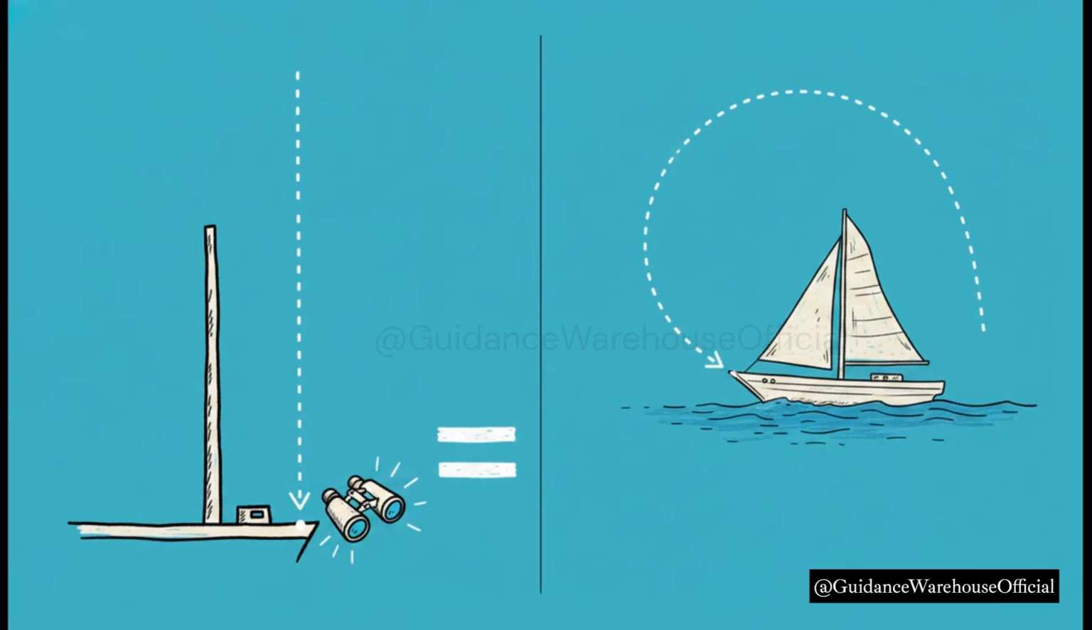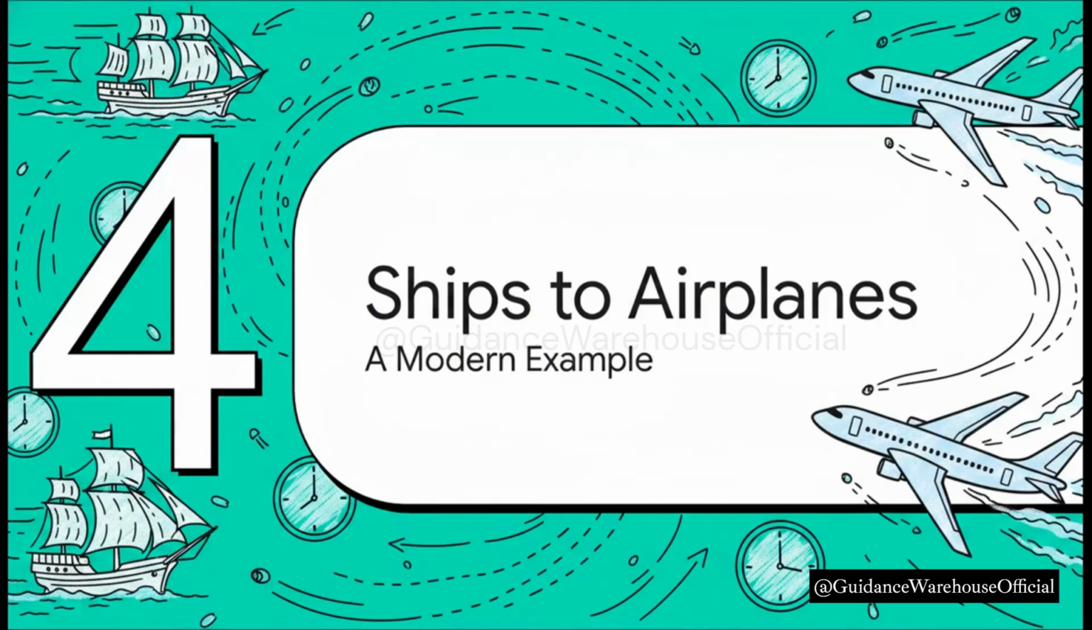And this, right here, is the absolute beauty of classical relativity. One observer sees a straight line, the other sees a curve. They see completely different paths, but they both see the exact same result. The binoculars land right at the base of the mast. The laws of physics work perfectly in both reference frames. They're both right.